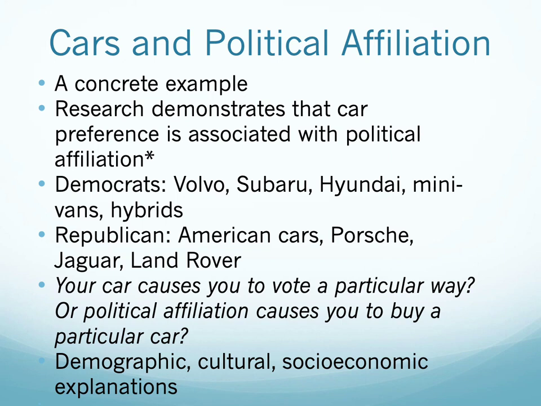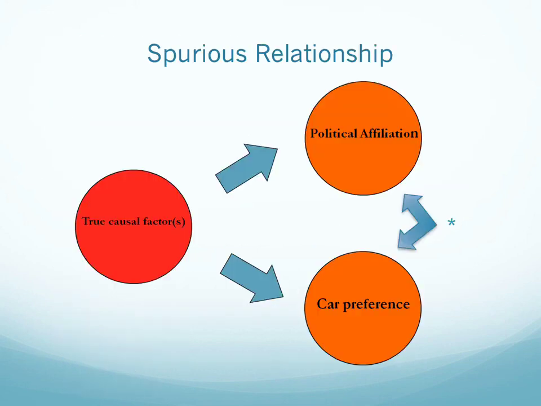Or does your political affiliation cause you to buy a particular car? Neither of these explanations is likely to be true, but those are the conclusions we would reach if we interpreted these data causally. In fact, it's much more likely that demographic, cultural, and socioeconomic explanations are at play here. So what's actually going on is that the true causal factors affect both one's political affiliation as well as one's car preference, but there's a spurious relationship between political affiliation and car preference, which leads to the association. So we have to be very careful that when finding an association, we don't automatically jump to the conclusion that a causal mechanism is at play.